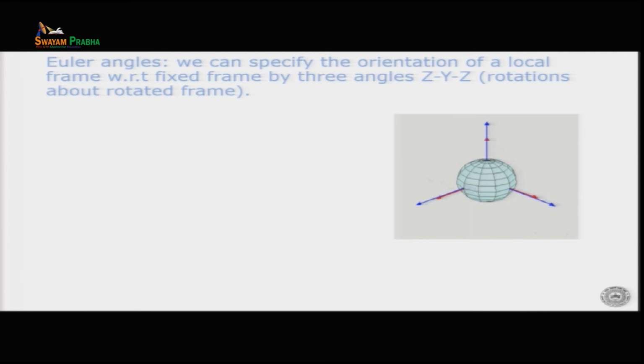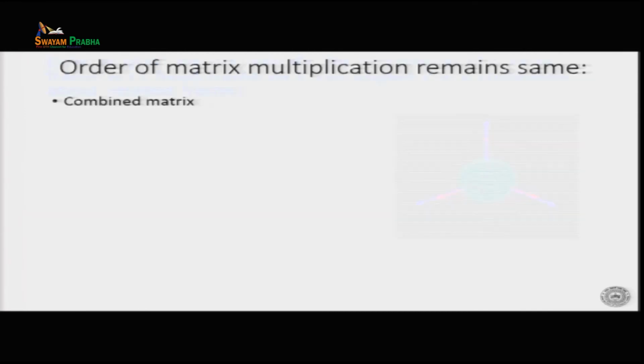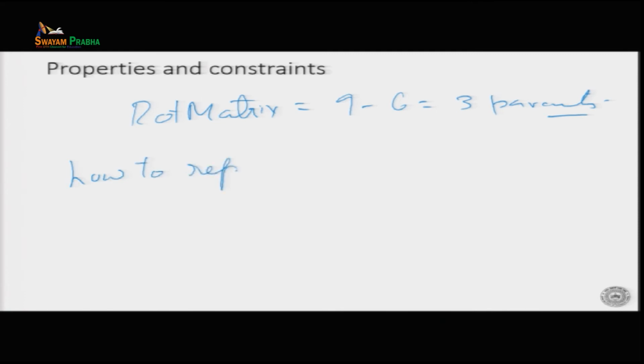Now, we have seen the properties and constraints. The rotation matrix has 9 minus 6, that is 3 parameters. Now, we can have combined rotation matrices. The question is how to represent any arbitrary rotation of a body.